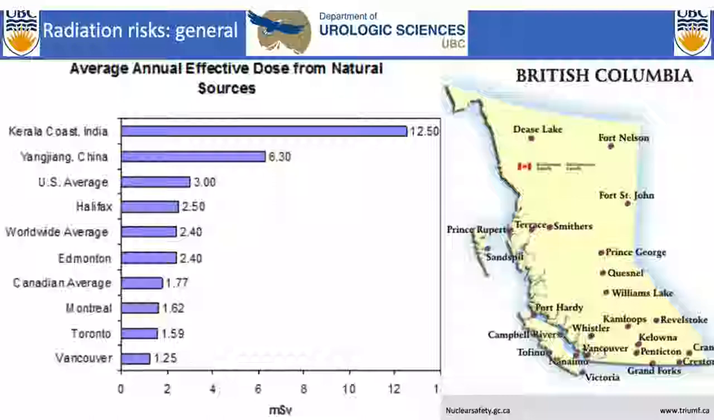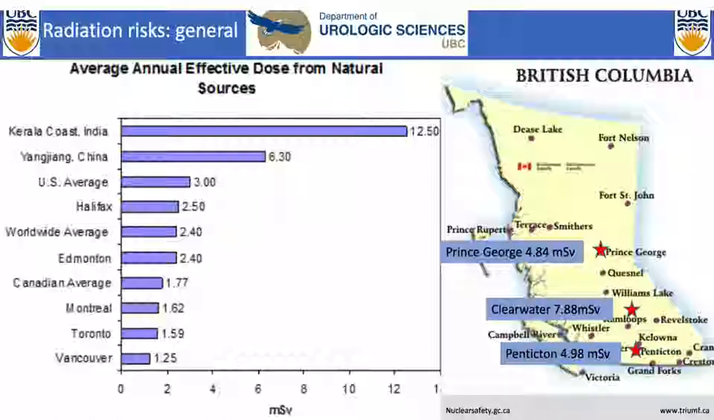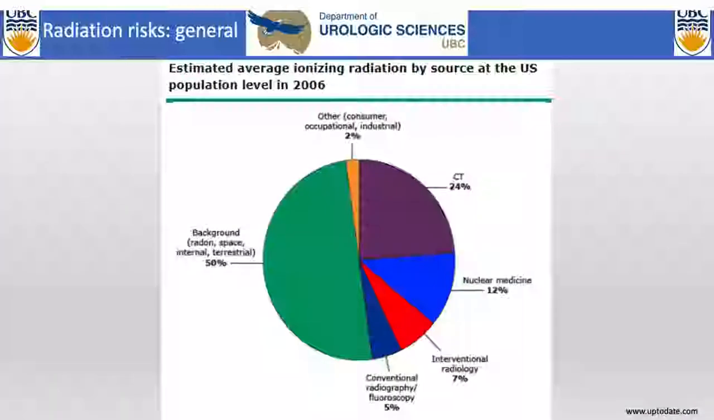But if you look at other places in BC, Prince George, their background radiation is basically a CT KUB every year. Penticton is similar, and Clearwater tops the chart at 7.88, so like a CT abdo every year is what people in Clearwater get from background radiation. Radon. This is just ground. This is just background radiation.